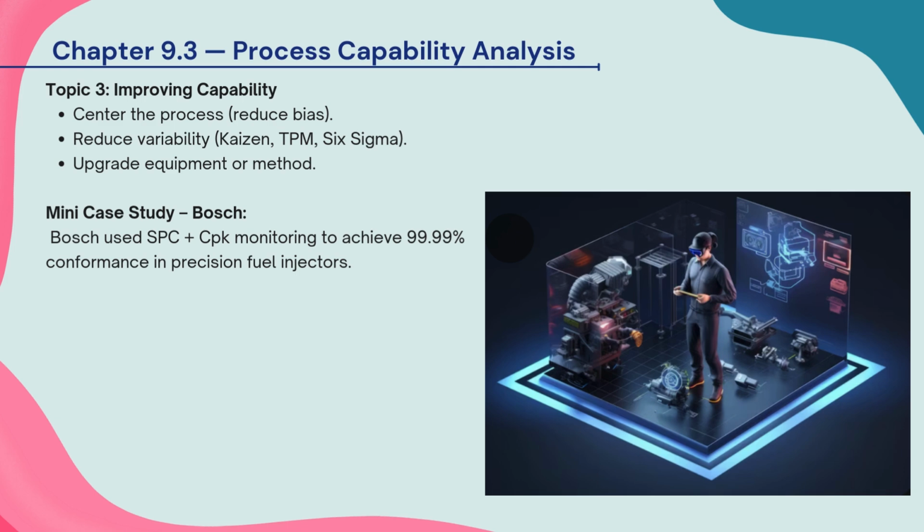We can center the process to remove bias, reduce variability using Kaizen, TPM, or Six Sigma, and upgrade equipment or methods when needed. The Bosch case shows how SPC combined with Cpk monitoring helped them achieve extremely high precision, 99.99% conformance in fuel injectors.